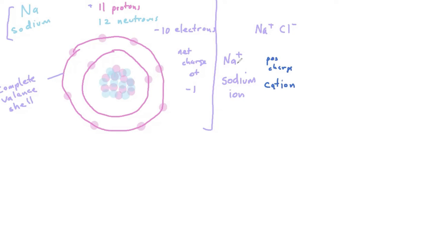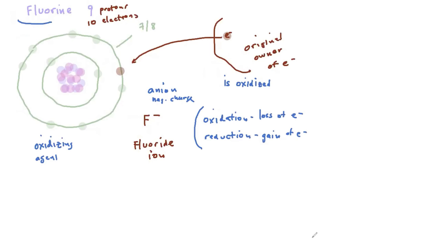Things like sodium are going to tend to lose that extra electron to form cations. That's why sodium forms sodium ion, and potassium forms potassium ion, K is potassium. While fluorine has a tendency to form anions like fluoride ion. Chlorine, Cl, tends to oxidize other things. It becomes reduced, picking up an electron to form chloride ion, Cl minus.